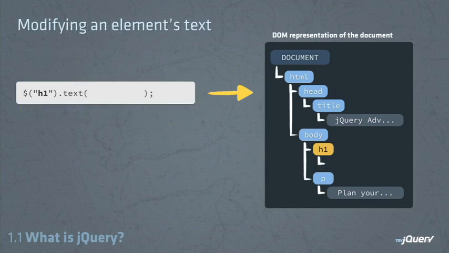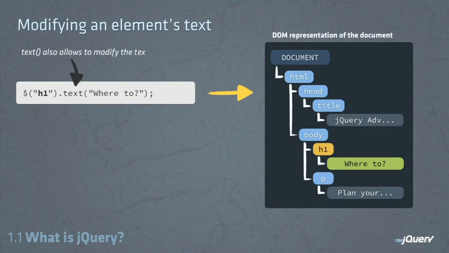In order to modify the element's text, we can simply send a string into this text method. Here, when we send "Where to", you can see that it replaces that text element in the DOM with "Where to". And if we were watching this web page in our browser, we would see the page get updated.